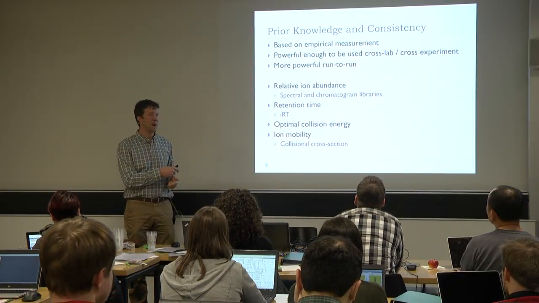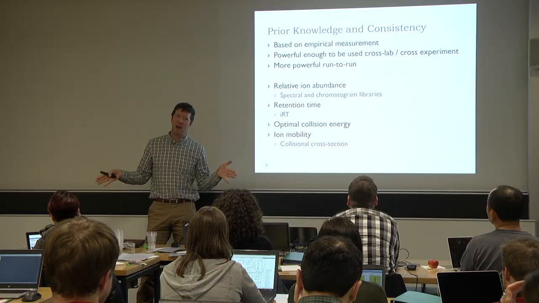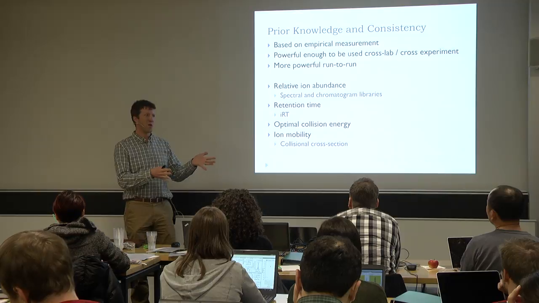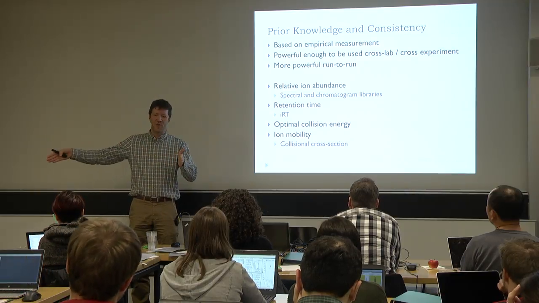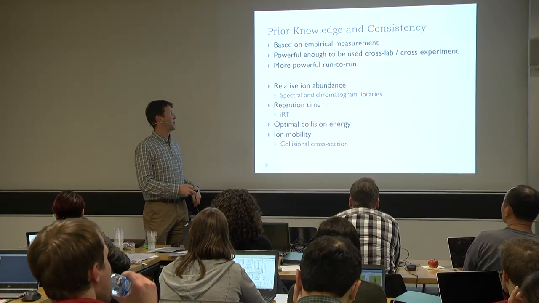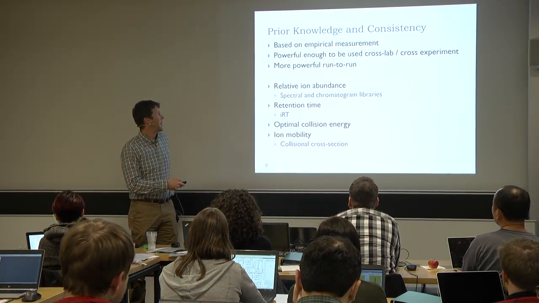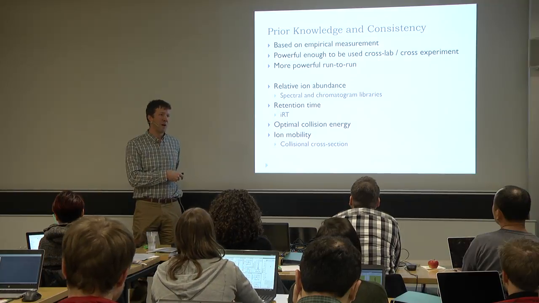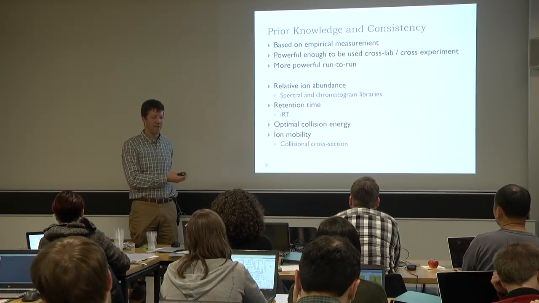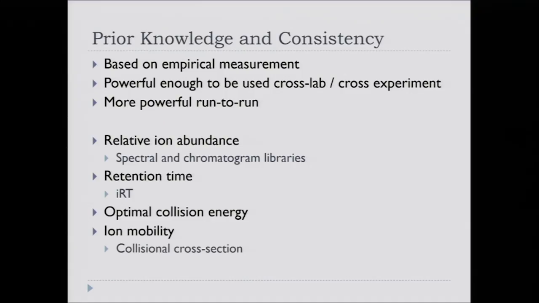But it's even more powerful run to run. If it's powerful enough to be shared with somebody else in another lab, it's even more powerful when you do 42 runs in sequence on the exact same instrument. And so those physicochemical properties that we share lab to lab, which you're going to see are very powerful for looking at your data, and you've already been seeing it, are relative ion abundance. The way we share those is by putting them in spectral or chromatogram libraries.